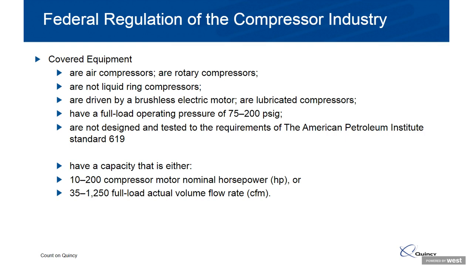Within this rule, what was the covered equipment? Air compressors, rotary style, not liquid ring compressors, driven by an electric motor, and lubricated compressors. Compressors having a full load operating pressure between 75 and 200 psig, and that are not designed to the requirements of API, the American Petroleum Institute Standard 619. To go into further detail, it's compressors from 10 to 200 horsepower or 35 to 1,250 cubic feet per minute, CFM.